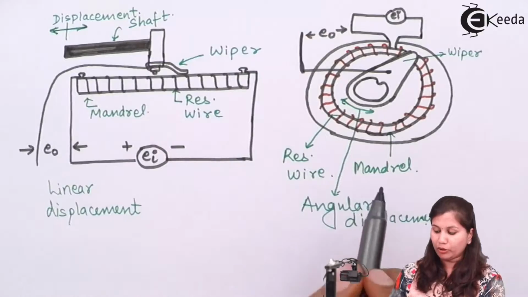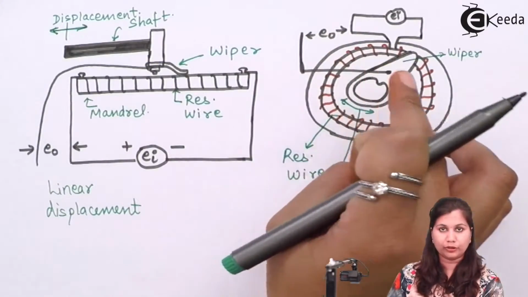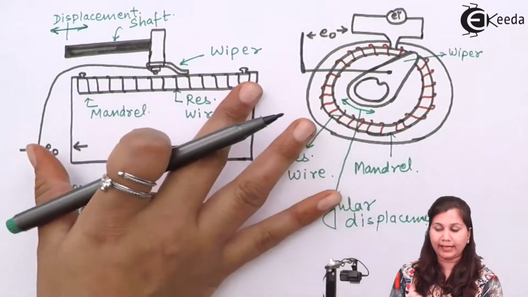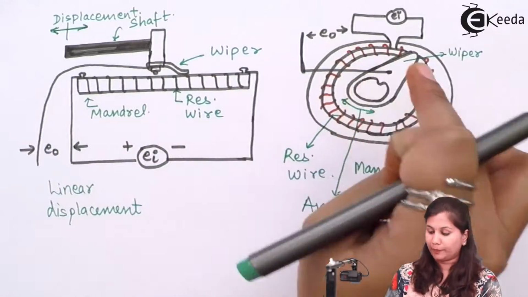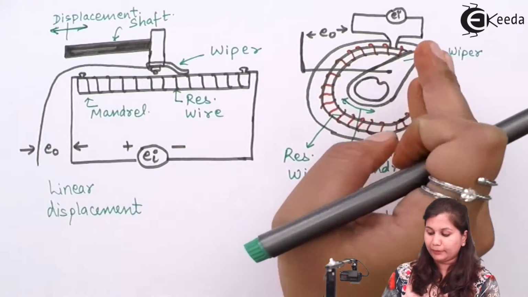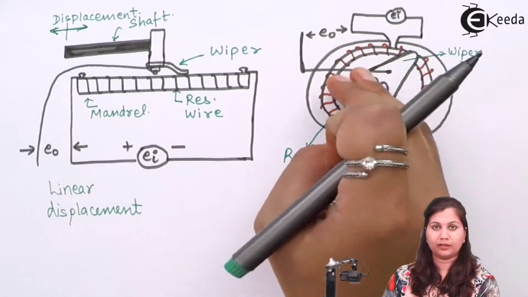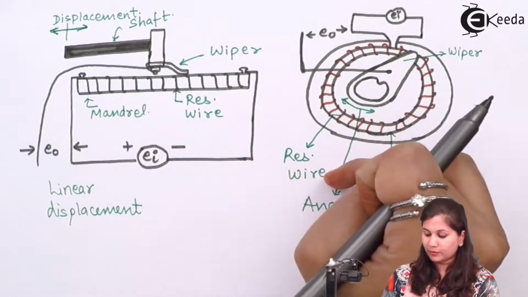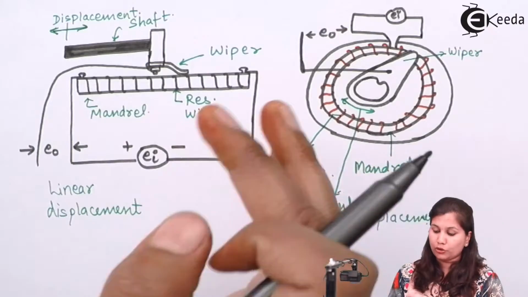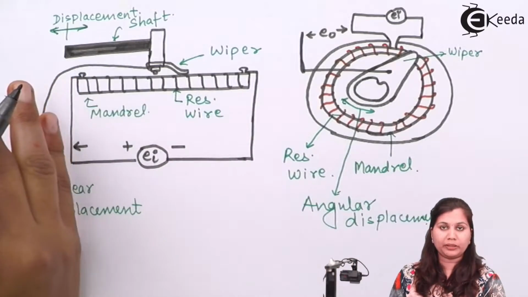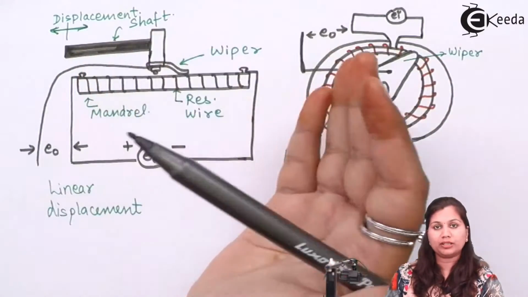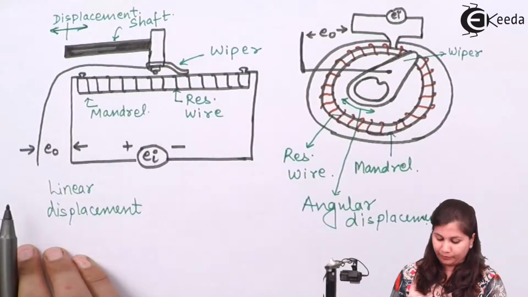Now in the rotary pot, the resistance wire is circular in shape. Here it was a straight line, and here it is circular in shape. It is again wound around the mandrel. Here we have the wiper, which moves over this circular shaped resistance wire, and here we are measuring the angular displacement. So through the linear potentiometer, we are measuring the linear displacement, and through the rotary potentiometer, we are measuring the angular displacement.